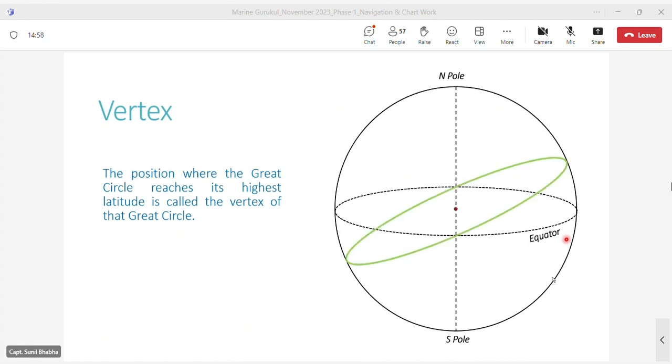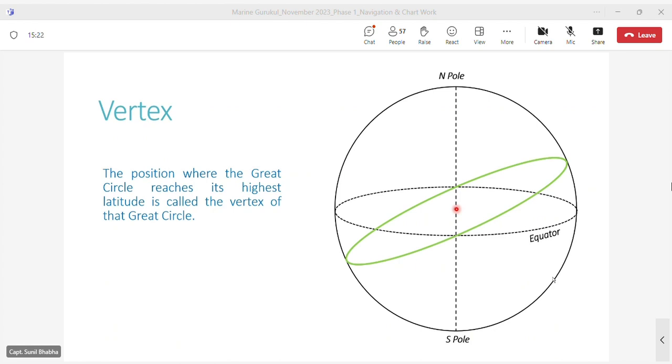Now let us show a great circle on the Earth's surface. The green color circle which you see is a great circle on the surface of the Earth. This great circle plane is passing through the center of the Earth. The center of the great circle is the same as the center of the Earth. It is a great circle.